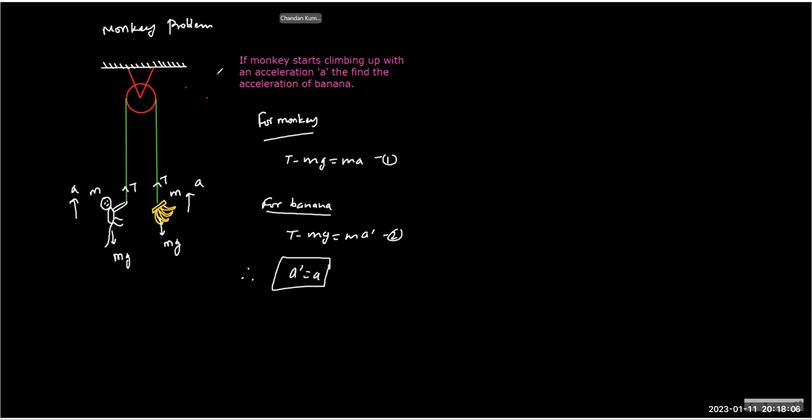Rugved, tell me, what you understood? Both have the same acceleration. Whenever the monkey climbs up with acceleration, the banana will always stay ahead in front of him. So they have same acceleration because they have same mass and same net force, isn't it? Okay.